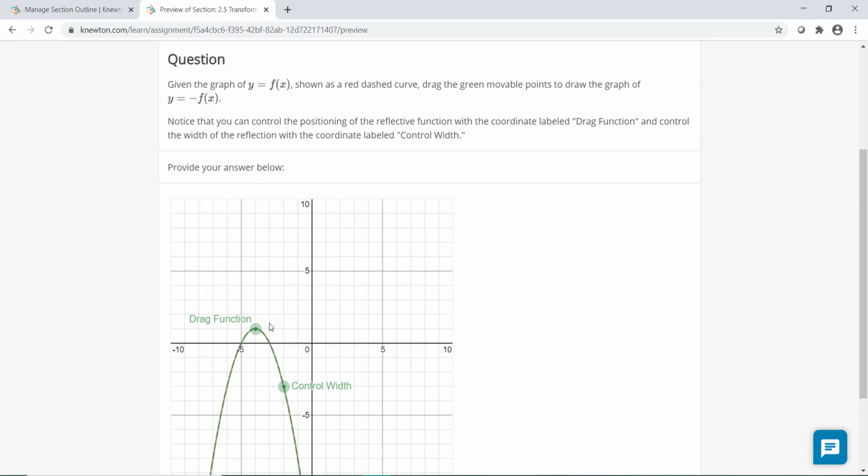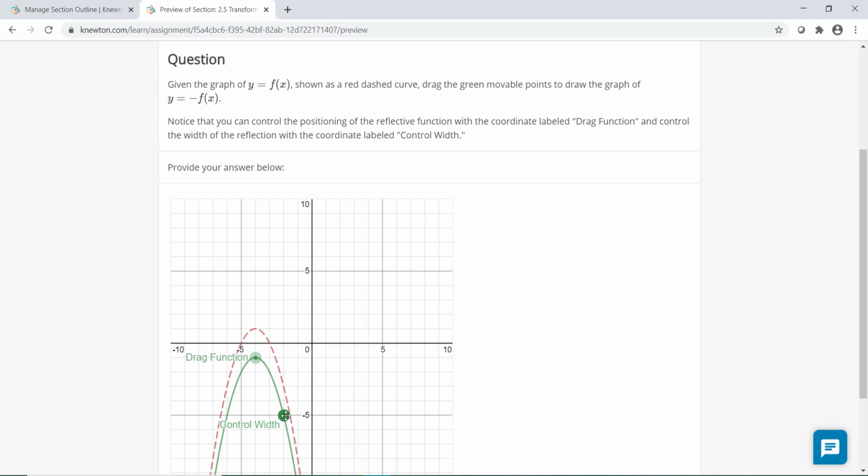So I need to take all of my y-coordinates on my red function and multiply them by -1. Looking at the point here at the end of my mouse, I see that my y-coordinate is +1. So +1 times -1 would get me down here to -1, where my mouse is now. So I'm going to take the point that was originally up here and place it down here.